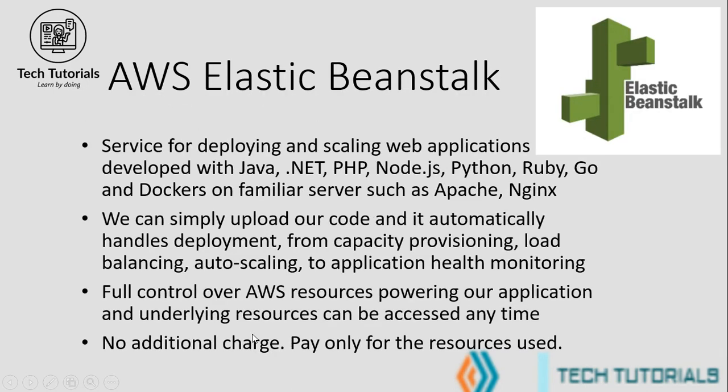Next is Elastic Beanstalk. Elastic Beanstalk is used for easier deployment of our application. Applications built with Java, .NET, PHP, Node.js, Python, or any other programming language can be deployed on servers such as Apache or Nginx. We can simply upload our code and it automatically handles deployment, from capacity provisioning, load balancing, auto scaling to application health monitoring. We have full access to the AWS resources that are being used by Elastic Beanstalk. It does not cost extra charges, but we are only charged for those services that are used by Elastic Beanstalk.